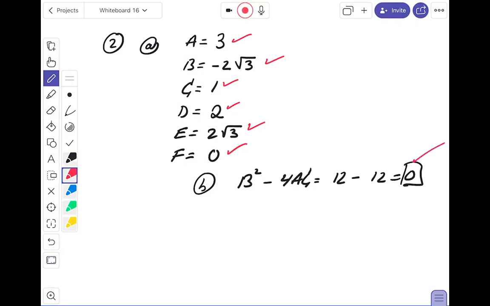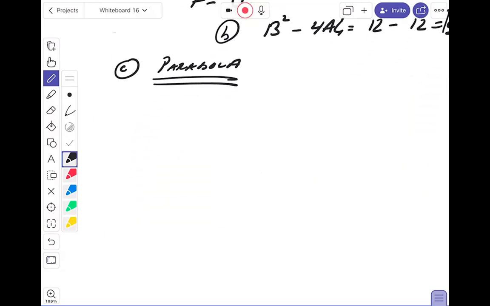Let's go to C. See what it says. What does C say? It says, in general, if the discriminant is 0, the graph is a parabola. If negative, the graph is an ellipse, and so on. What's this thing? Well, it got 0, so it's a parabola. All right, D. D says this, solve this equation.